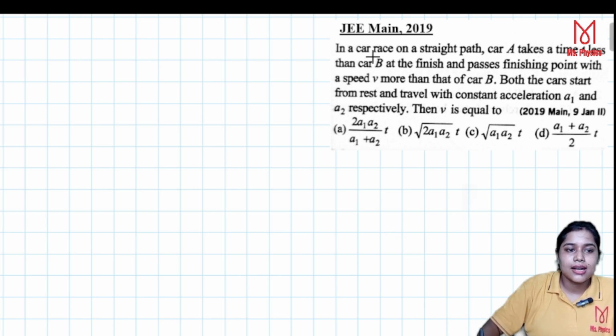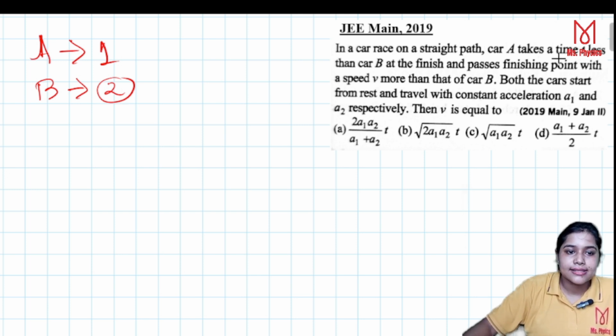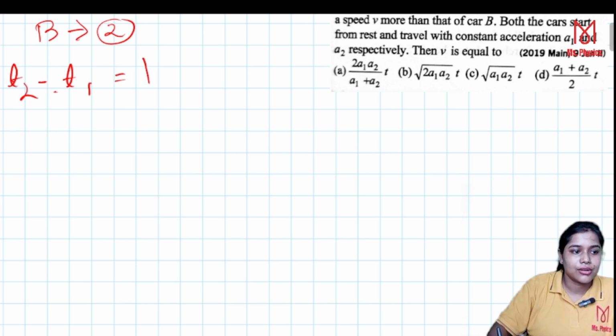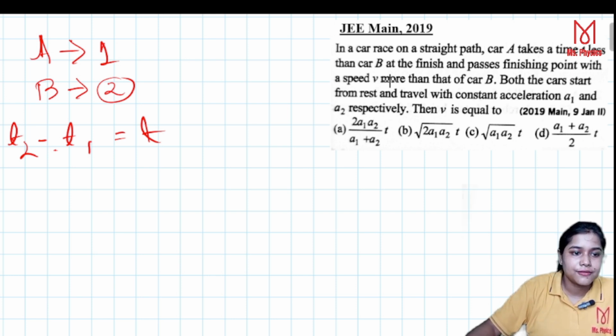Here you see that in a car race on a straight path, car A takes time t less than car B. Okay, if I consider car A as first car, and car B as car 2, A takes a time t less than car B. That means if I consider T1 and T2, then T2 minus T1 is equal to t, because here you see that car A takes a time t less than car B at finish, and passes the finishing point with a speed v more than car B.